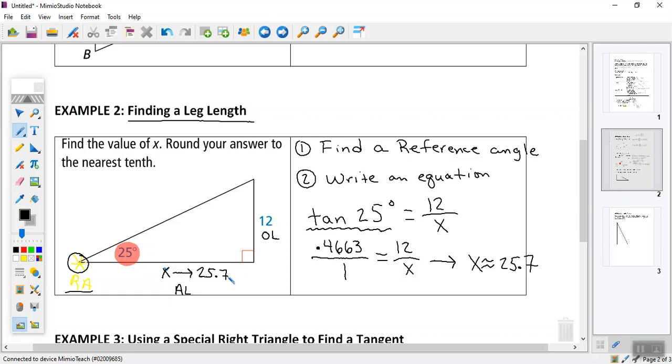Okay, that's what I'm giving you up there. All right? Find your reference angle. Set up an equation. See if you can't find the length of x.